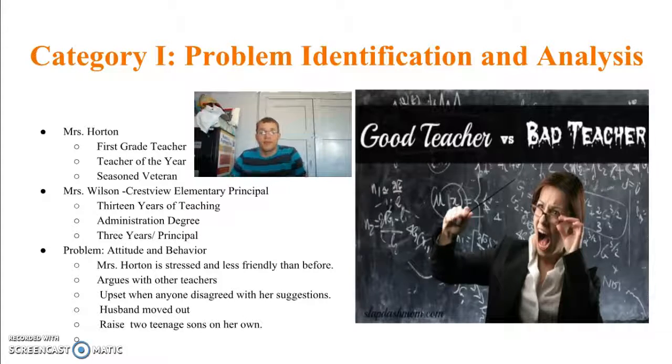The problem that is currently at hand is Mrs. Horton has been demonstrating an unprofessional attitude and behavior in her teaching. This is because she is stressed and less friendly. She's been arguing with teachers. She is upset when anyone disagrees with her suggestions. And I think this is because her husband has moved out and she is alone raising two teenage sons on her own.